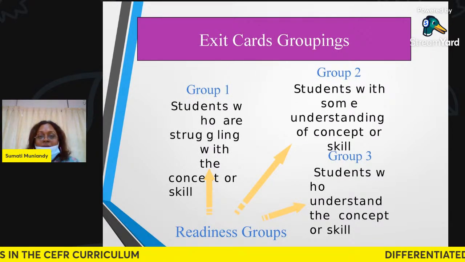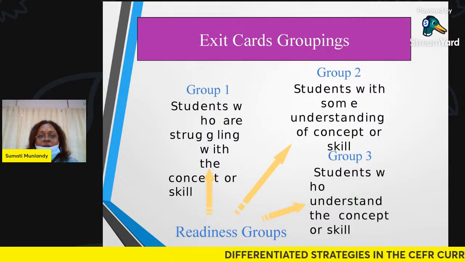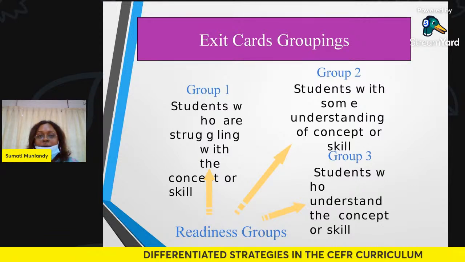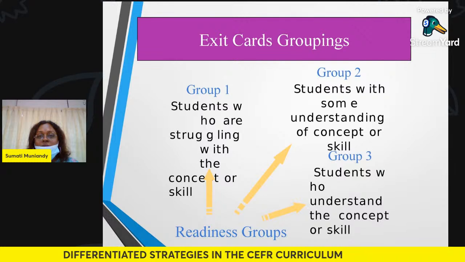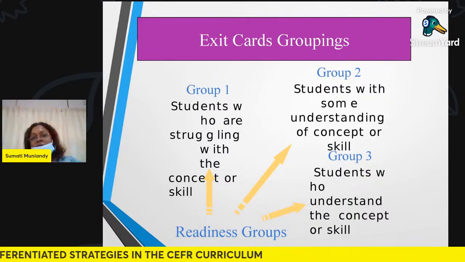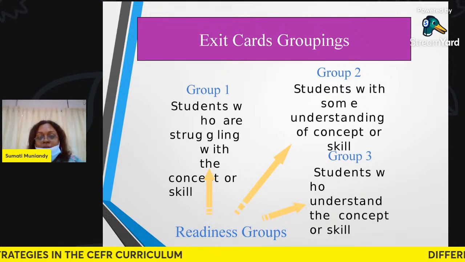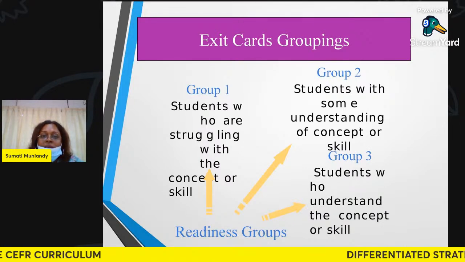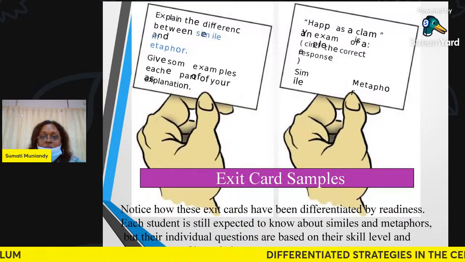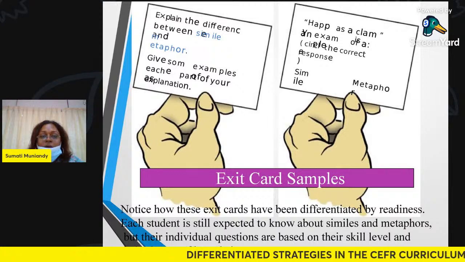Exit card grouping. All right, students who are struggling with the concept, students with some understanding of it, and so on. That means you have these three groups, and you separate them accordingly. All right.